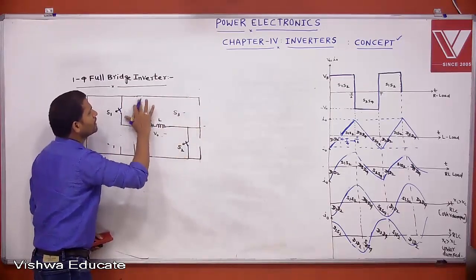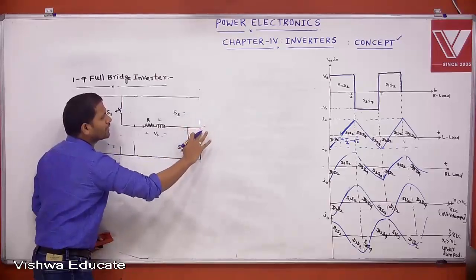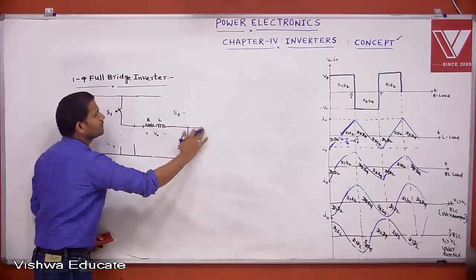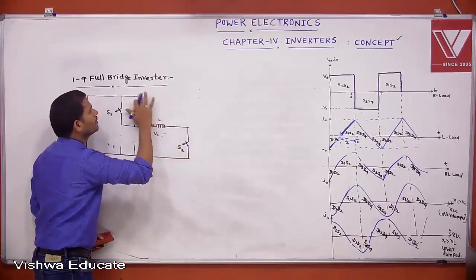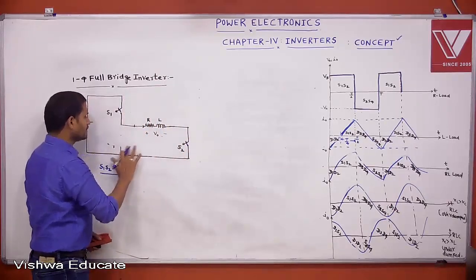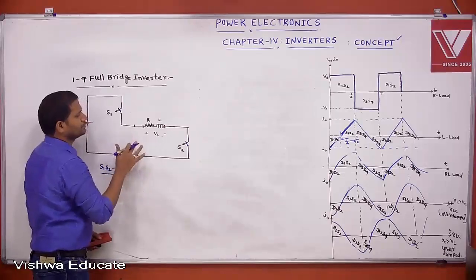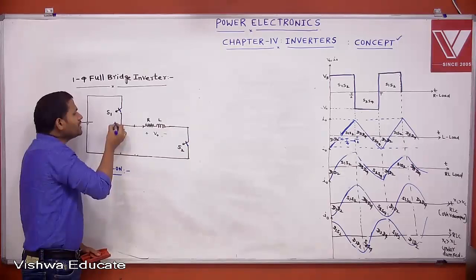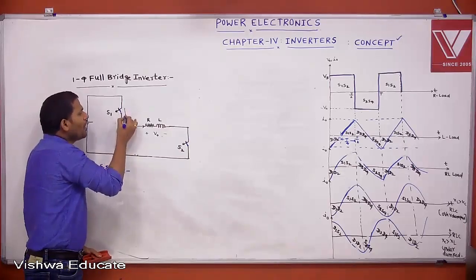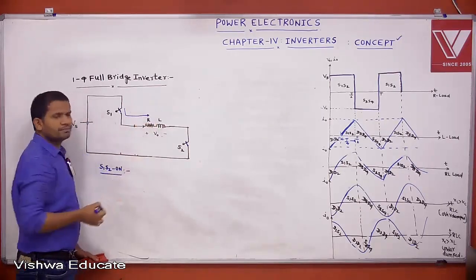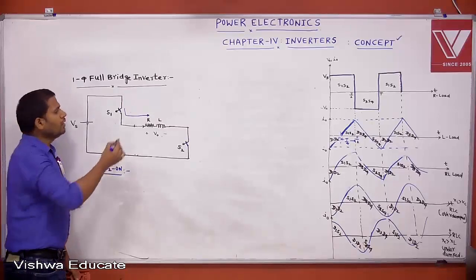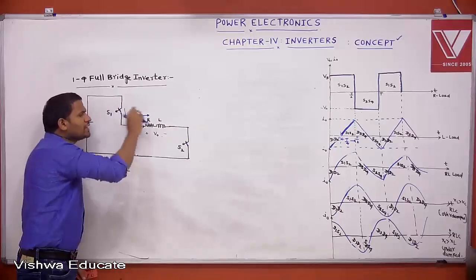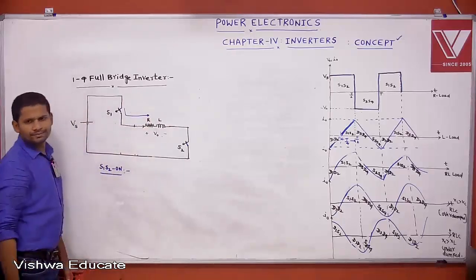Just listen only. No need to draw equivalent circuits, all this. Just you can clearly understand this concept. This is S1, S2 is on. This is the equivalent. If the S1, S2 is on, this is the flow of current. Now we are supplying the power to the RL load. Then S1, S2 is continuously conducting.